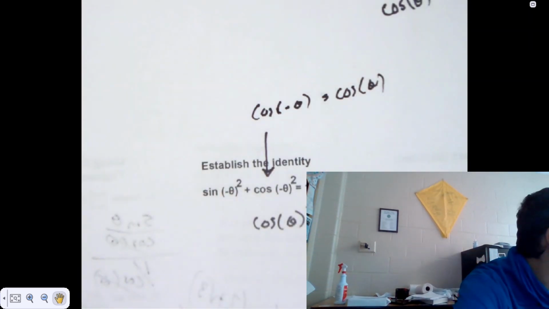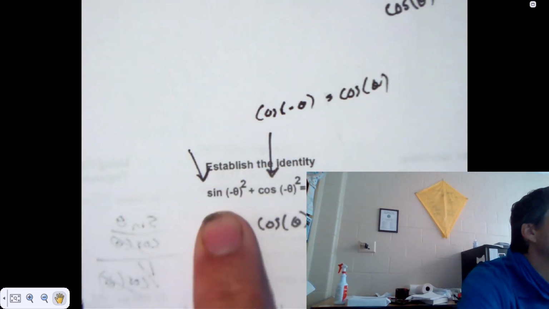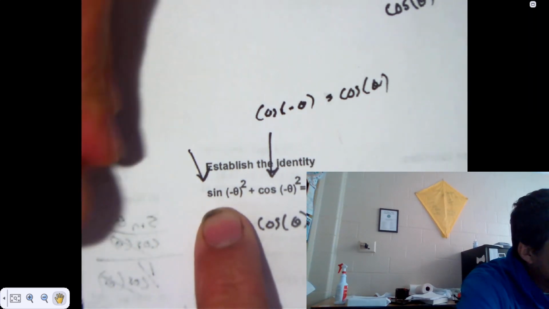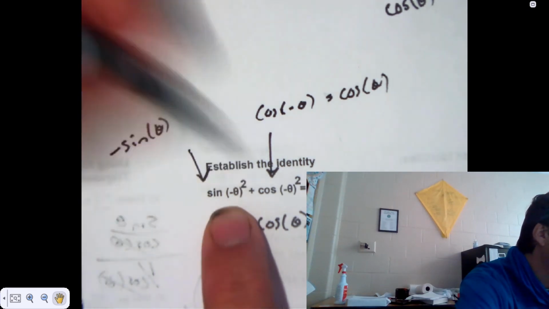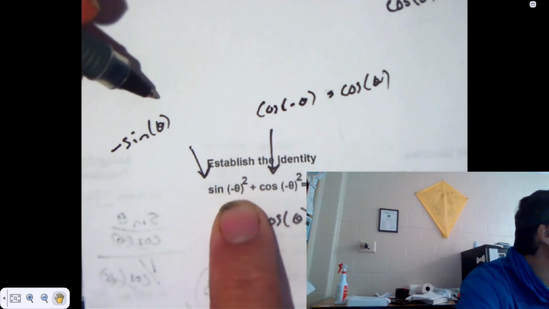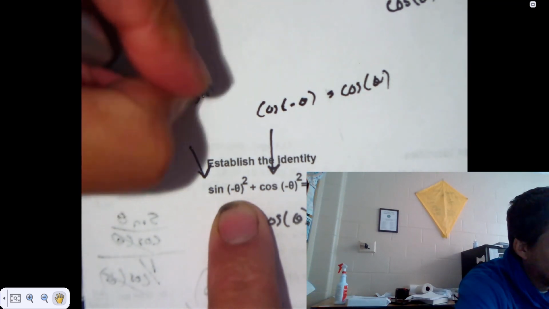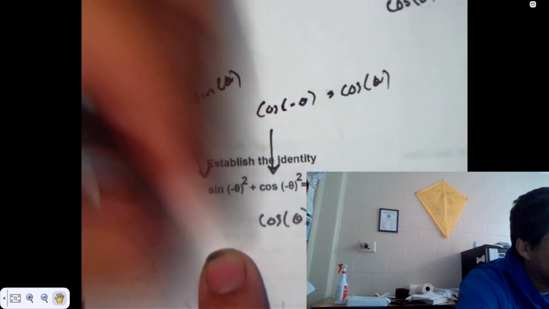That's easy enough. When it comes to this one, what's the sine of a negative angle? It's the negative sine of a positive angle. So if we have, I got the squares in the wrong spot, sorry. But this is squared, so we multiply it by itself. What's a negative times a negative? Positive.